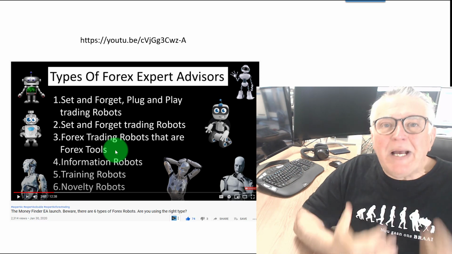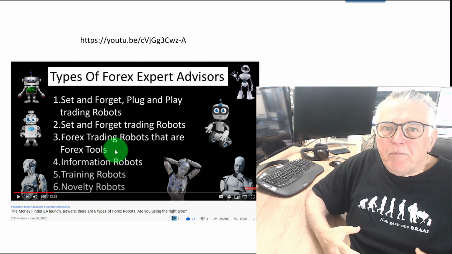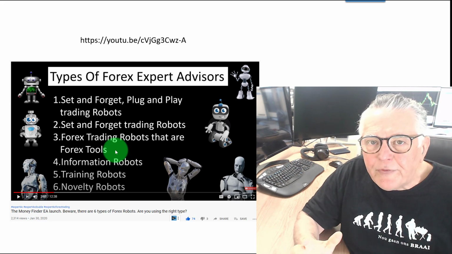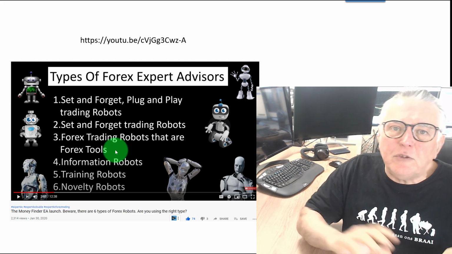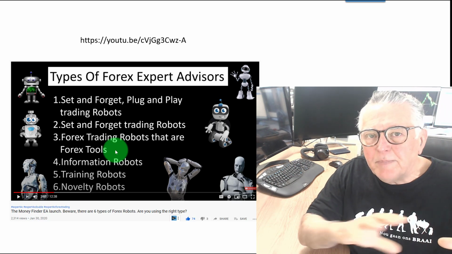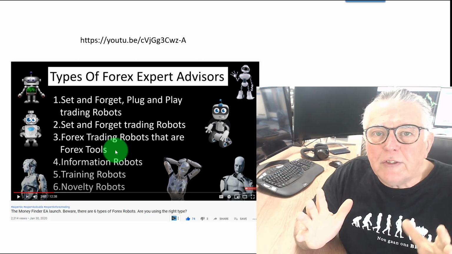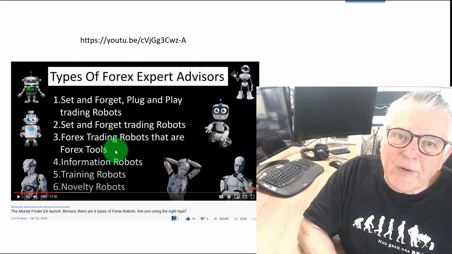Then you have informational robots, which are like our 360-degree indicator, which tells you a lot about the market, which are the strong currencies, which are the weak ones. It has about 8 indicators that it uses and shows you all the readings on those indicators in as many time frames as you want.